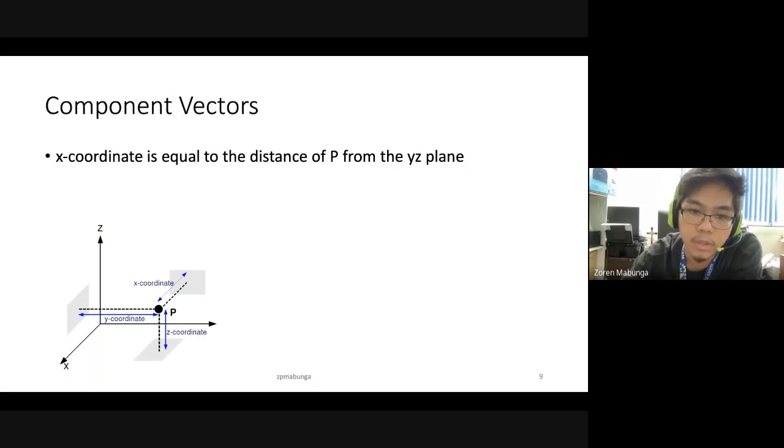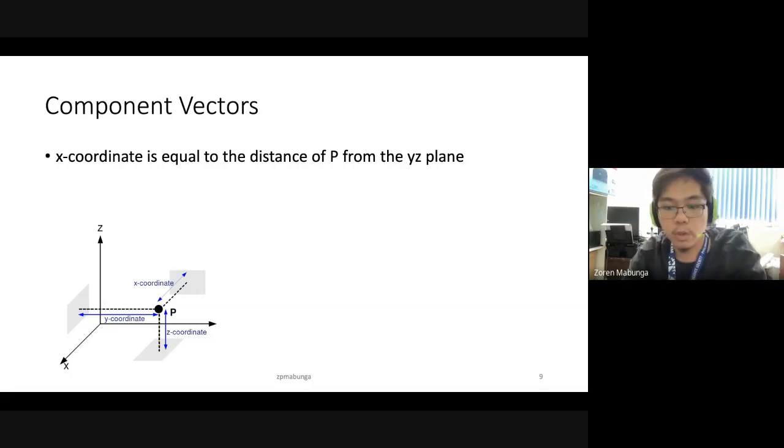So for example, this is our point p. The x-coordinate is the distance of p from the yz plane. So which one is our yz plane? This is x, this is z, this is y. So your yz plane will be this one. That will be your yz plane, or this. There, that is our yz plane. So the distance from it to the point.